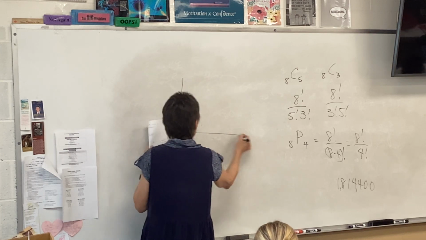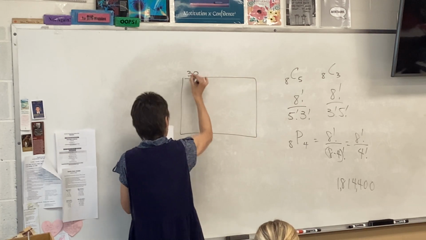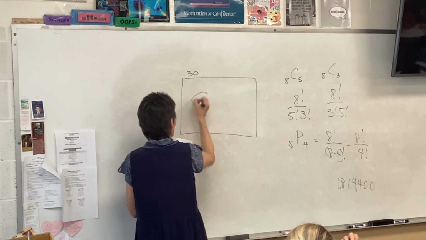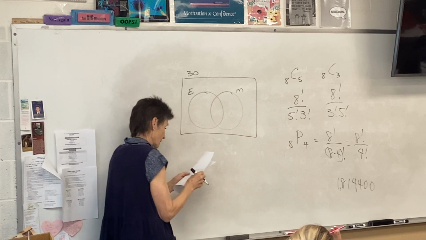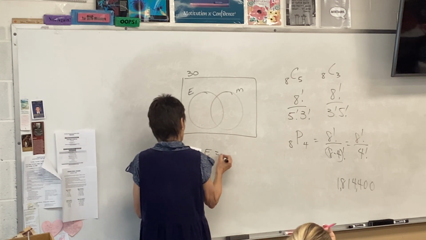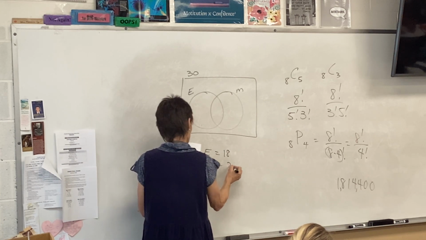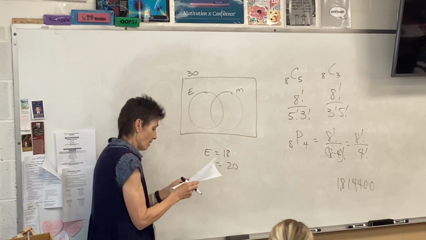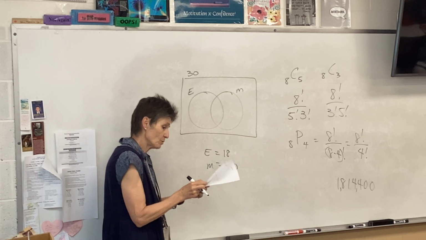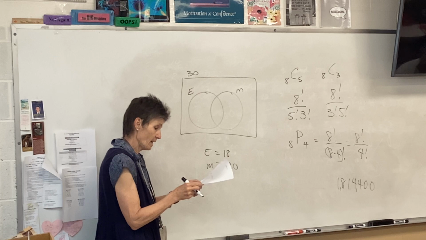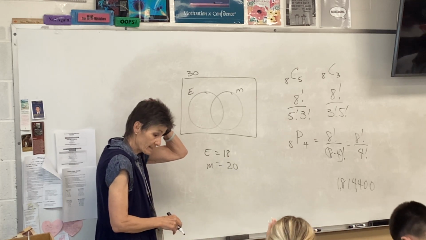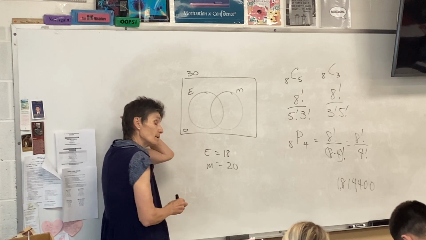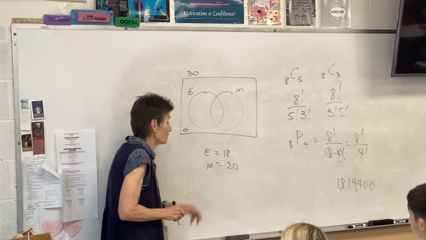So we have 30 kids in the class. Some of them like English, some of them like math. In fact, English there were 18 and math there were 20. What is the probability of choosing a student who only likes math? Everybody likes something, so there's nobody out here. All 30 are in the circles.